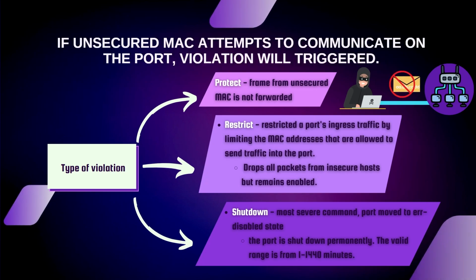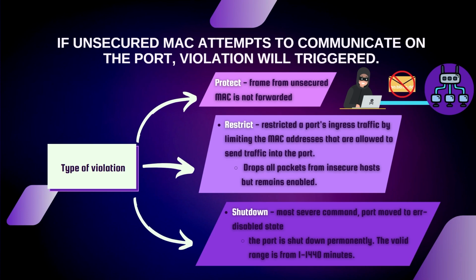If an unsecure MAC attempts to communicate on the port, a violation is triggered. The types of violation are protect, restrict, and shutdown. For protect, frames from an unsecure MAC are not forwarded. The second violation is restrict. It restricts a port's ingress traffic by limiting the MAC addresses that are allowed to send traffic into the port. It will drop all packets from unsecure hosts while the port remains enabled.